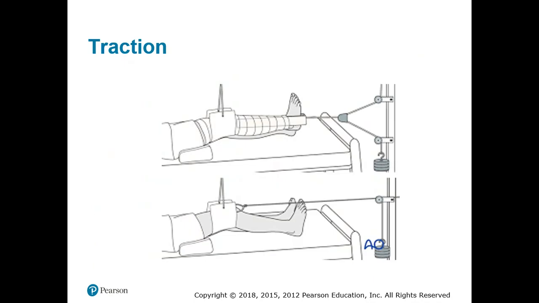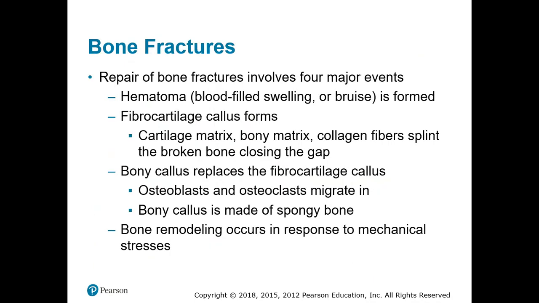Okay. We talked about this picture and traction. The last thing that we are going to talk about is after a doctor realigns the bones and immobilizes it, what happens within your body that allows bones to repair or heal themselves? And this occurs through 4 major steps. The first step is a hematoma is going to form. Essentially, what a hematoma is, it's a blood-filled swelling or essentially a bruise. A lot of blood's going to go to that area. And remember, blood carries nutrients and oxygen and things that are needed for cells to grow and thrive.